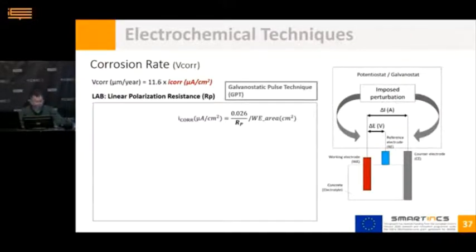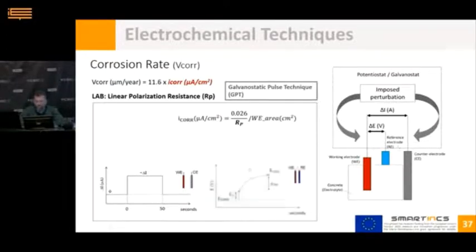gaining wider acceptance. This is the case of the galvanostatic pulse technique, also based on the linear polarization resistance method. In this case, to cause the perturbation, a current pulse of the order of microamperes is applied between the working electrode and the counter electrode. In parallel, the potential response of the rebar is recorded with the reference electrode. This is a typical response we can record with this technique.